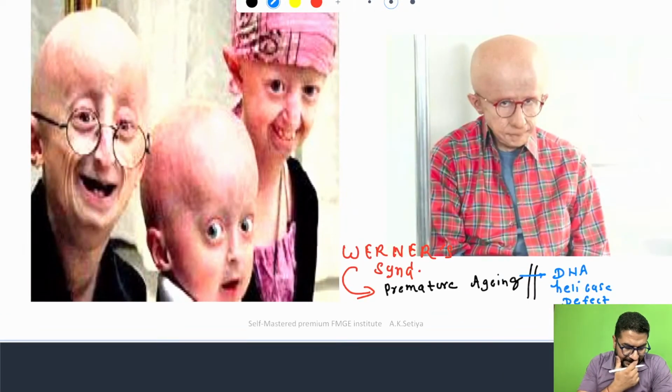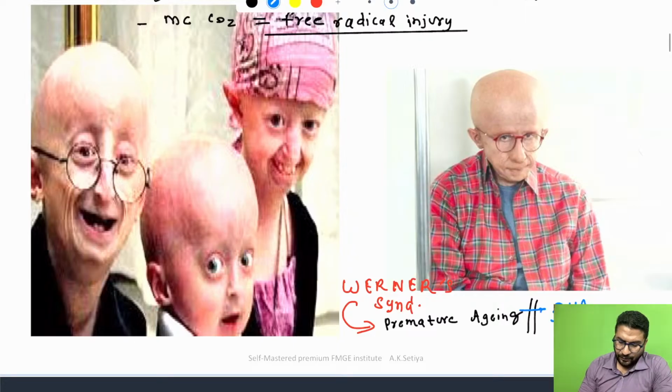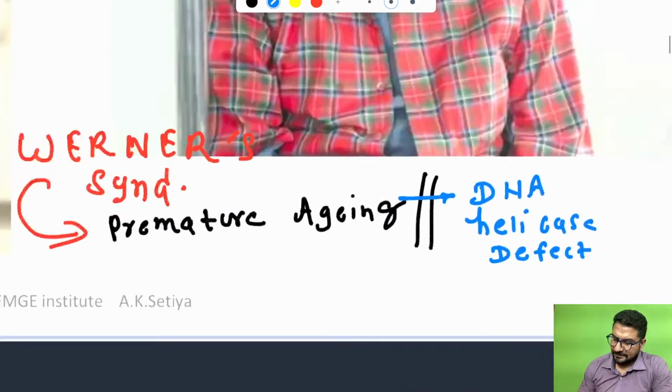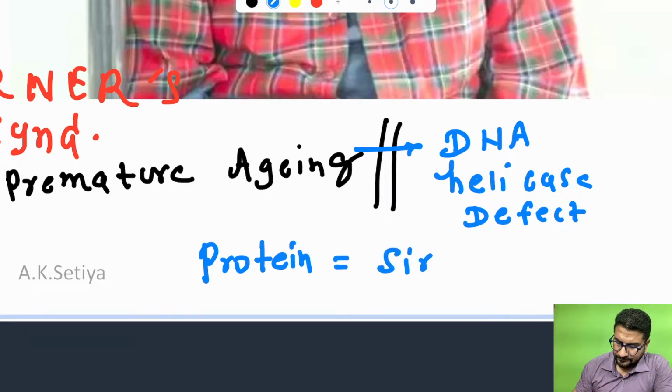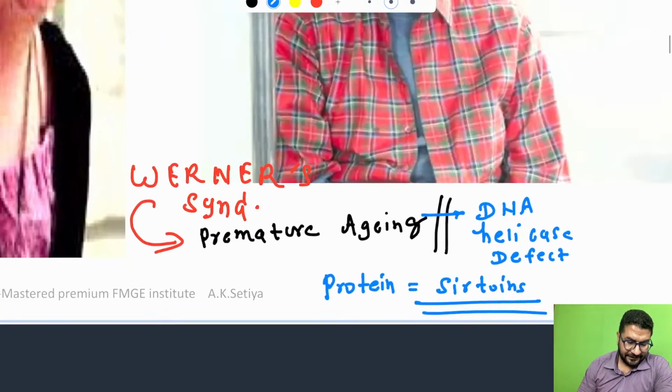Then lastly, I can say that aging is mediated by a family of proteins. That protein is called sirtuins. Just remember, proteins which participate in the aging process are called sirtuins. Actually, this gets mutated, right? The sirtuin is something which gets mutated. That's why we age. So sirtuin is protective.